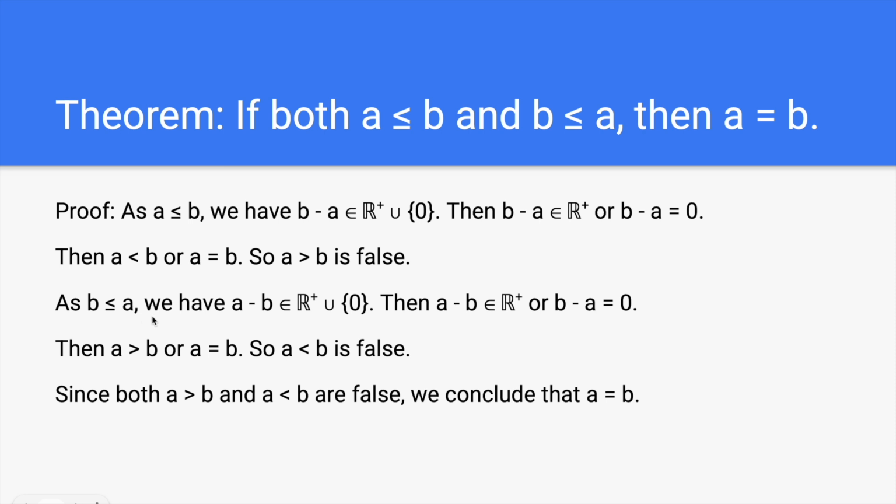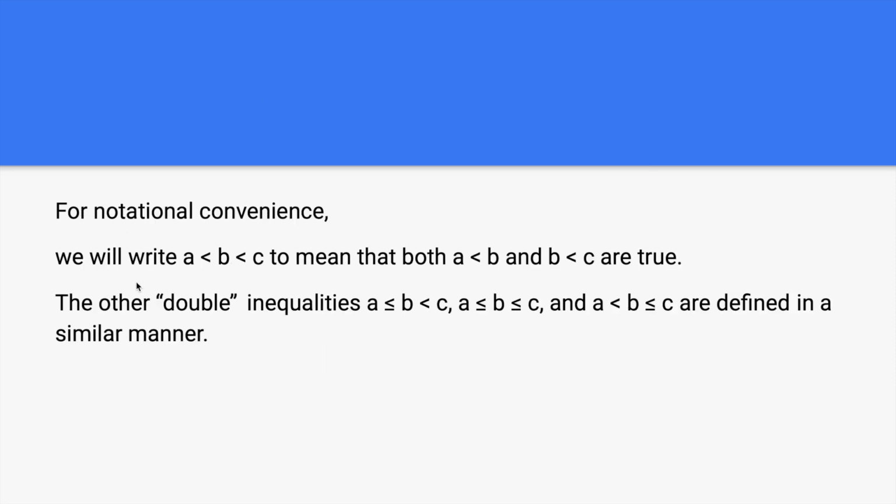As B is less than or equal to A, we have A minus B belongs to R plus union the set containing 0. Then A minus B is positive, or A minus B is 0. Then A is greater than B, or A is equal to B. So A is less than B is false. Since both A is greater than B and A is less than B are false, we conclude that A is equal to B. For notational convenience, we will write A is less than B is less than C to mean that both A is less than B and B is less than C are true. The other double inequalities are defined in a similar manner.